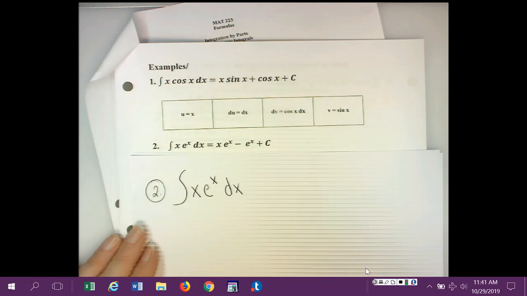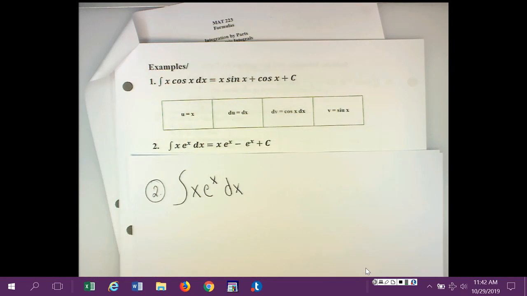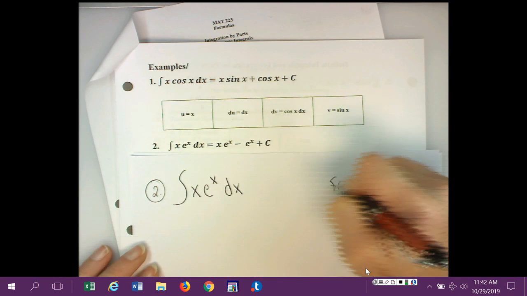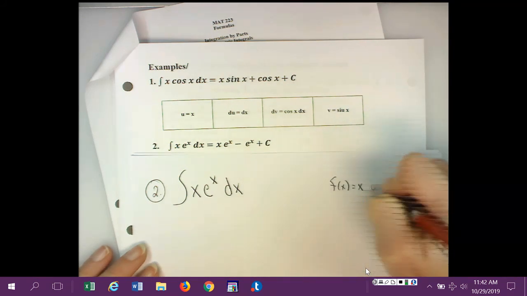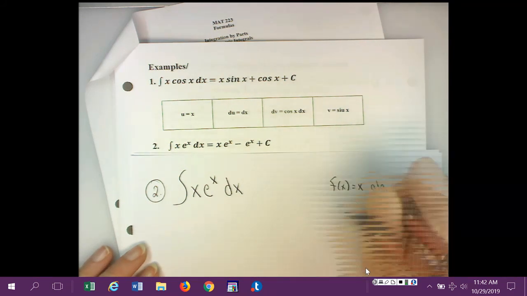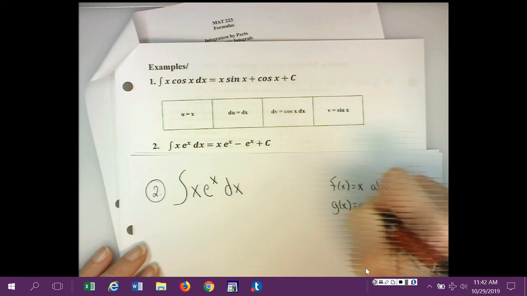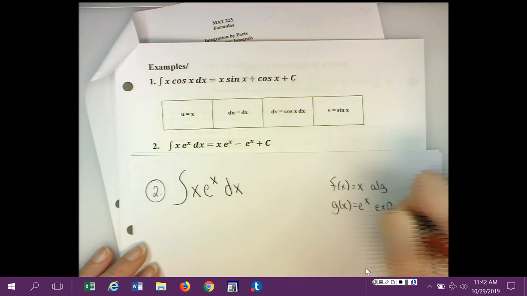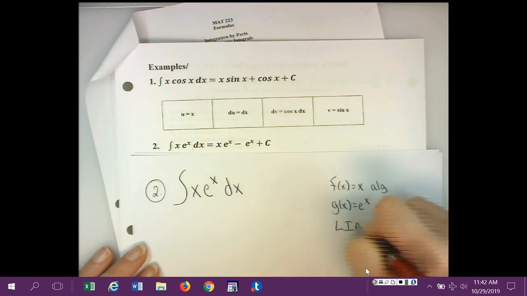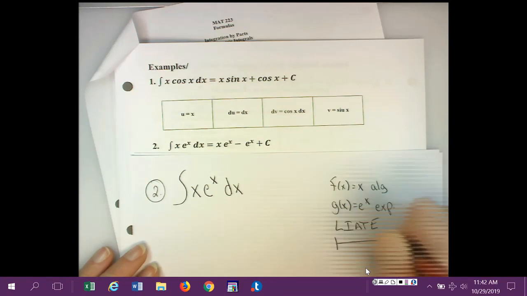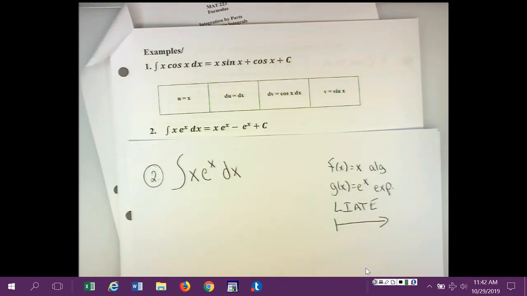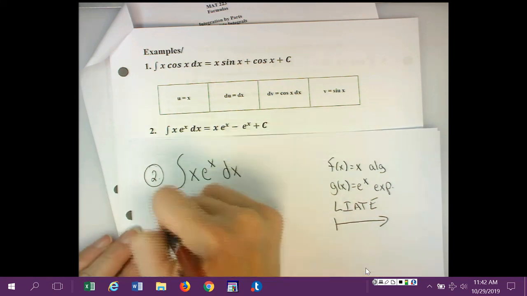And I'm trying to solve this by integration by parts. So you have a product of 2 functions. Little f of x is x, and it's algebraic. Little g of x is e to the x, and it's exponential. And you look at your acronym, which builds all the way up from logarithmic to exponential. Once again, algebraic comes first. So your first box, u is x.